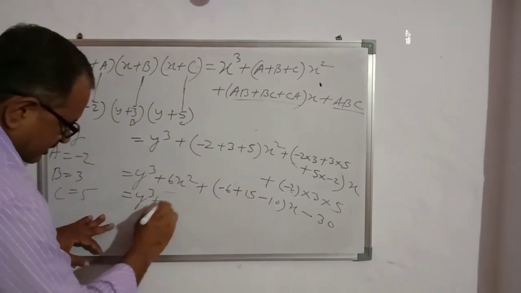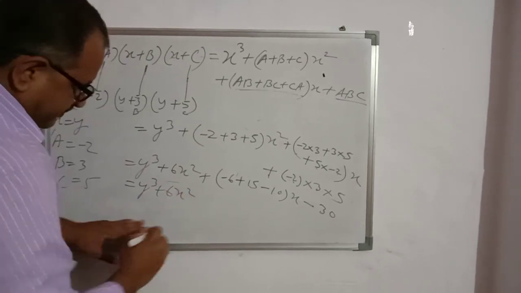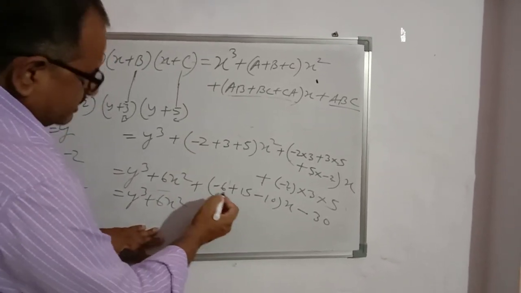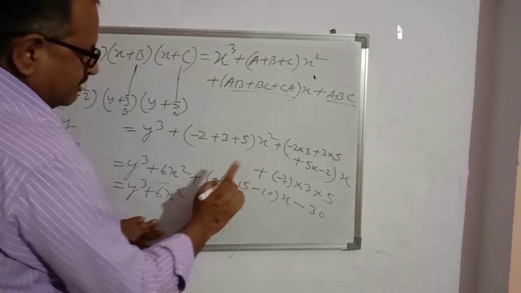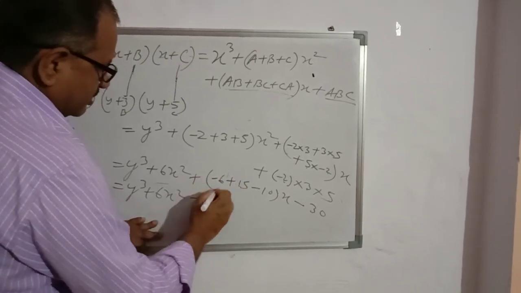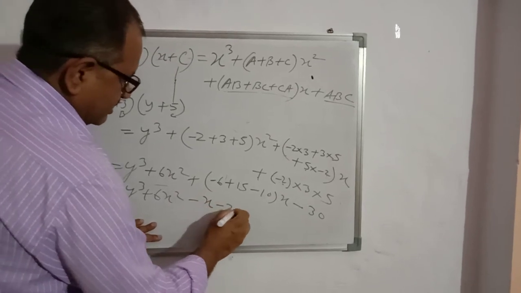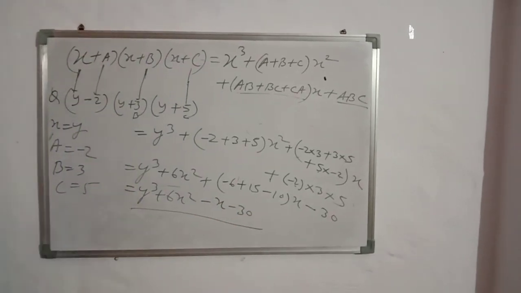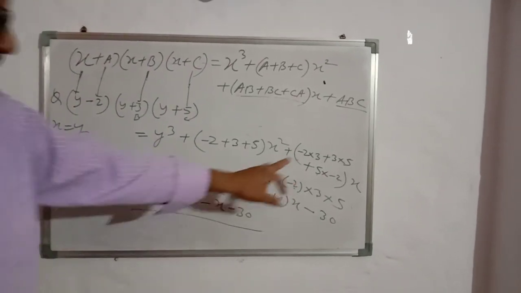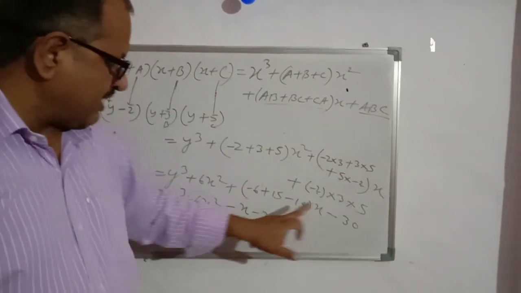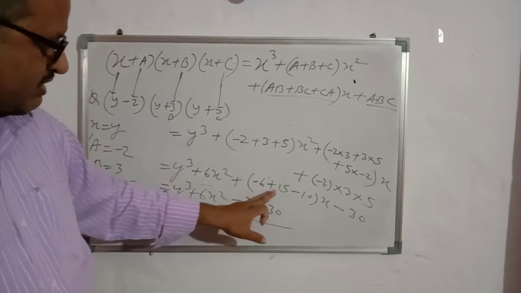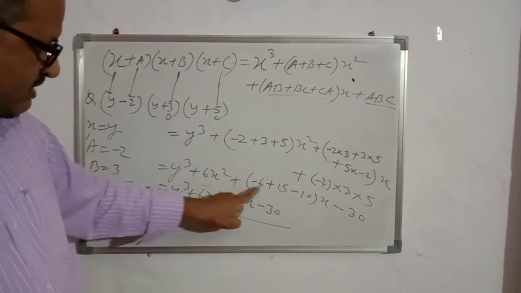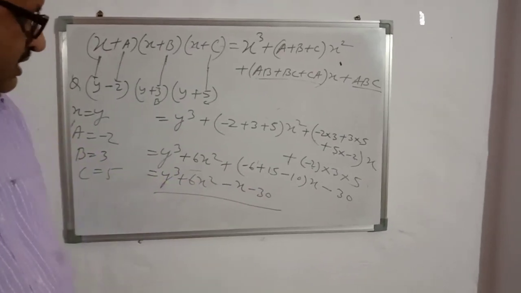Y cube plus 6y square. Simplified: minus 6 minus 10, minus 16, plus 15, minus 1. So it will be minus y. Plus into minus, minus, minus 30.